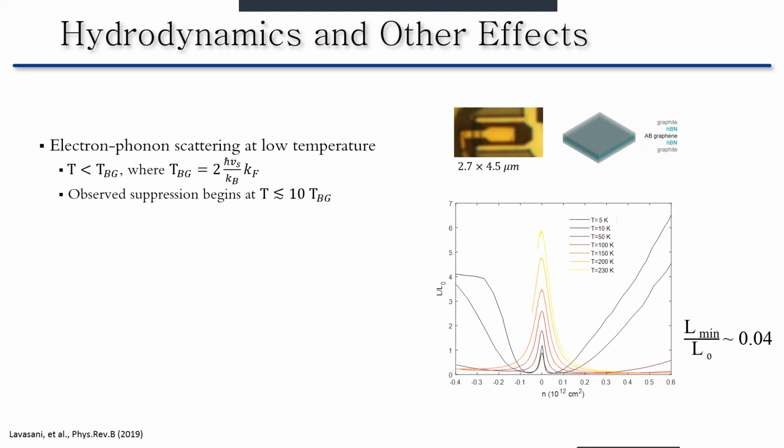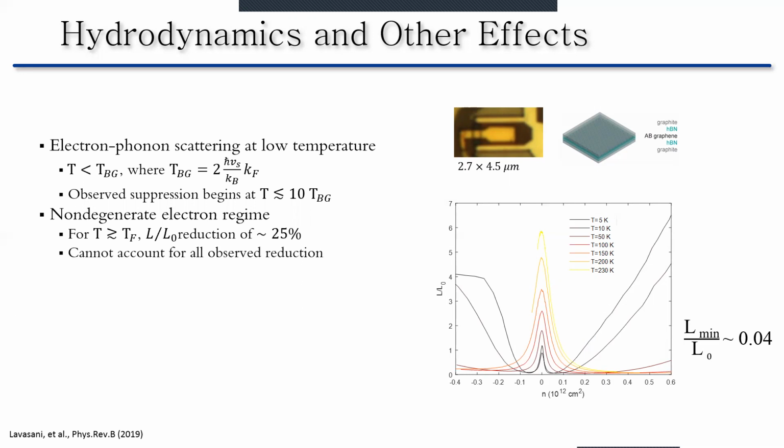So we're comfortable saying that this is not accounted for by electron phonon scattering at low temperatures. There's another effect to take into account, which is that when electrons are in the non-degenerate regime, for T greater than T_F, you can have a reduction of Lorentz ratio of about 25%. Obviously, 25% can't account for everything we measure, so that's clearly not the full explanation. Whether that's actually contributing, we would have to compare to high density data to really be sure about that. But for certain, we can say that for Lorentz suppressions of this magnitude, it can't be either of these two effects.